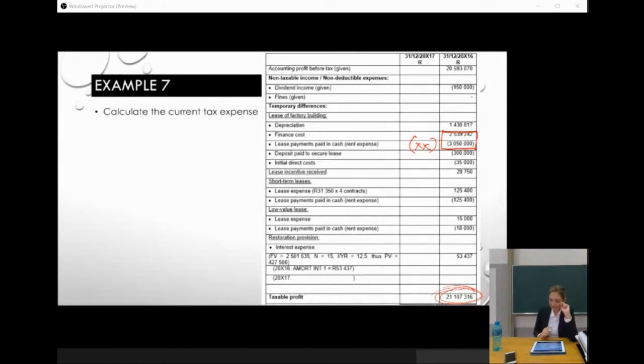I'm just trying to understand why we are adding back the interest. Because the interest was an expense, part of my accounting profit. For accounting purposes, remember that we had depreciation on the right of use asset, and we had an interest expense on the lease liability. But now we have to add both of those back because we don't get the depreciation, and the interest is not recognized by SARS. So we have to add it back to reverse the accounting treatment. And then we say, okay, for tax purposes, we get the full deduction of the payment and the deposit and initial direct costs.